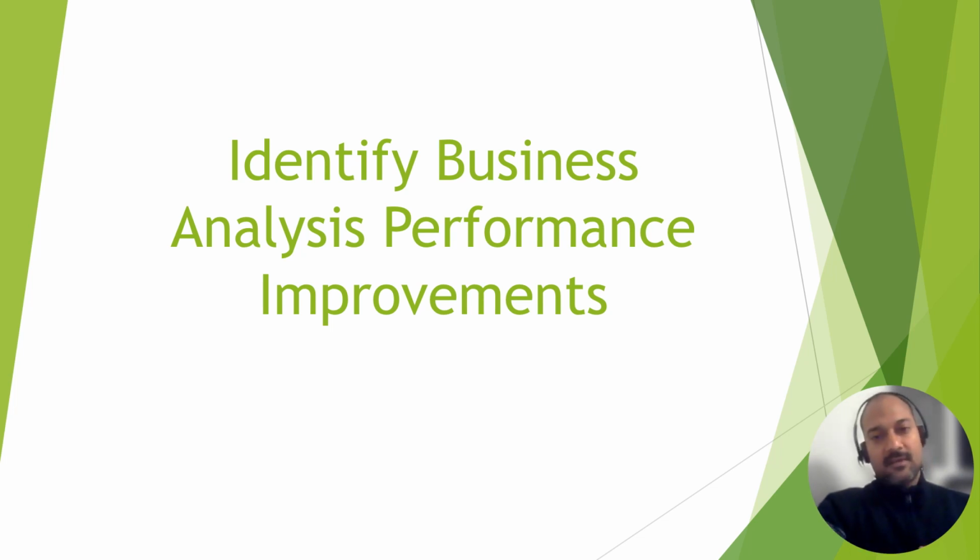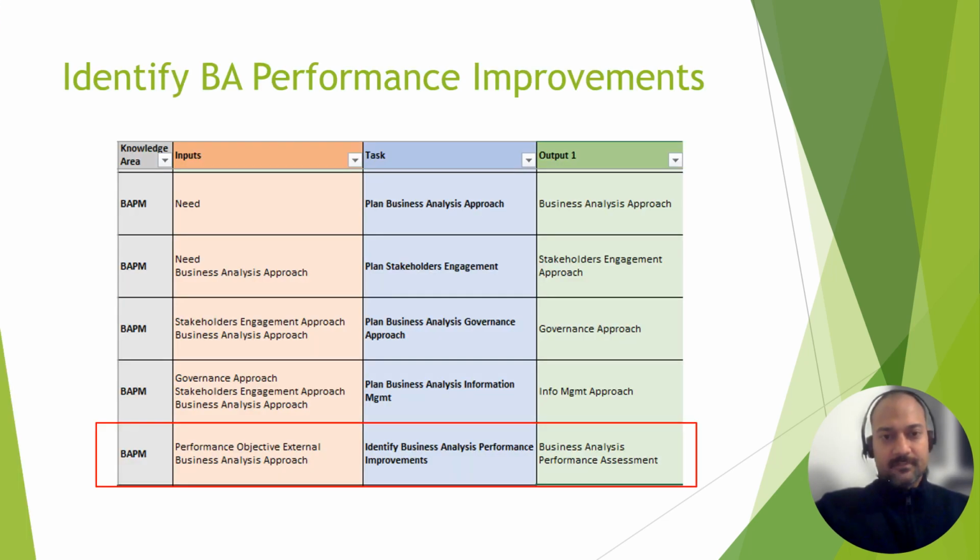So far, we have discussed the BAPM, which is the business analysis planning and monitoring knowledge area. In that knowledge area, we have covered the first four activities, which are basically the planning activities. And today we'll talk about identify business analysis performance improvement, which is basically a monitoring and performance improvement activity. So I know you're familiar with this table.